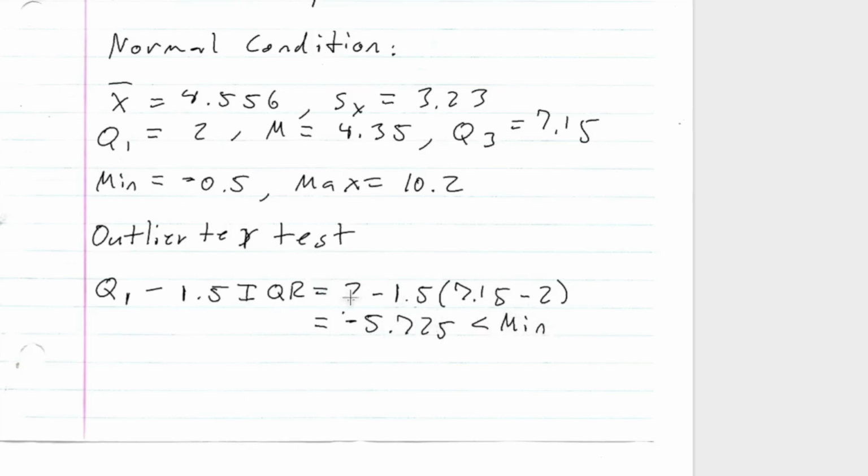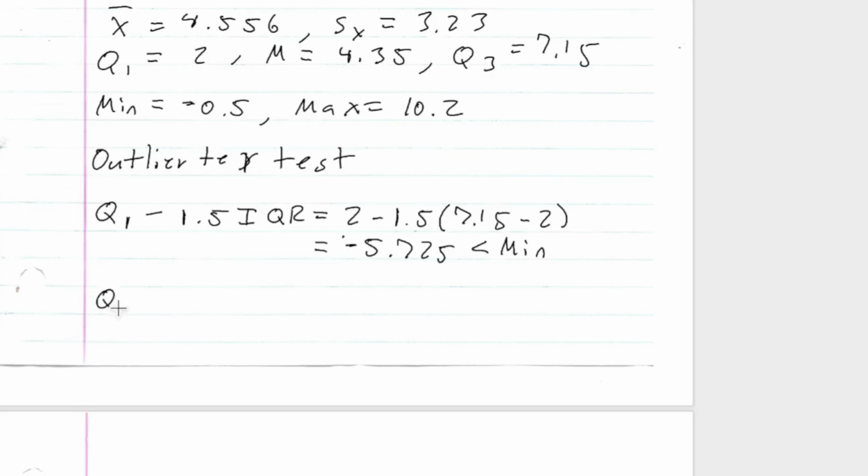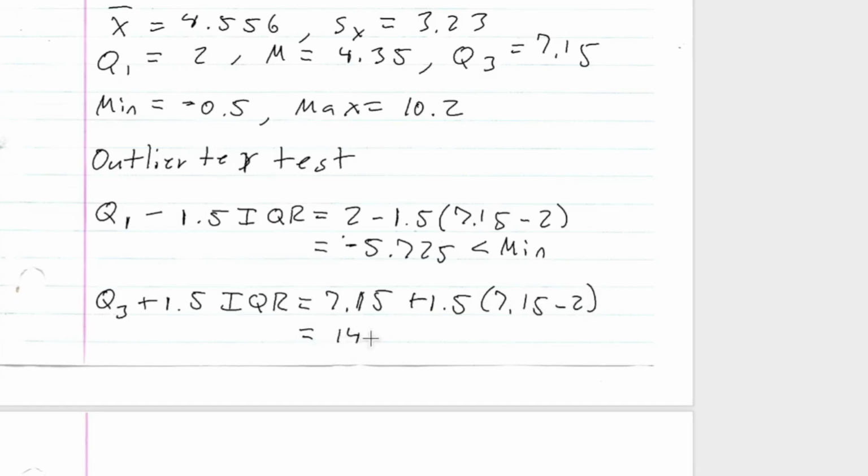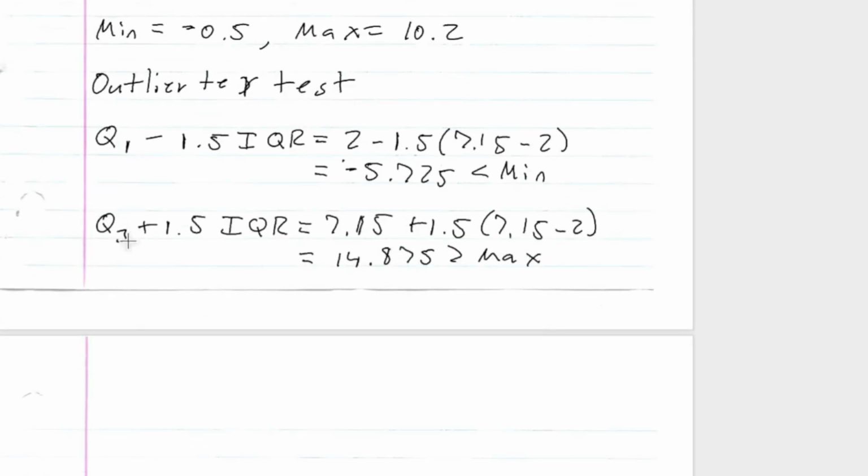So there are no outliers left of the distribution. Now let's try right of the distribution. So quartile 3 plus 1.5 times IQR, and that's going to be 7.5 plus 1.5 times 7.15 minus 2. This is going to equal 14.875, which is bigger than the max. So this tells me that there are no outliers, right? No outliers left of the distribution and no outliers right of the distribution.